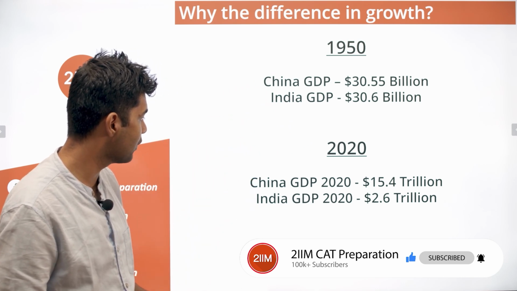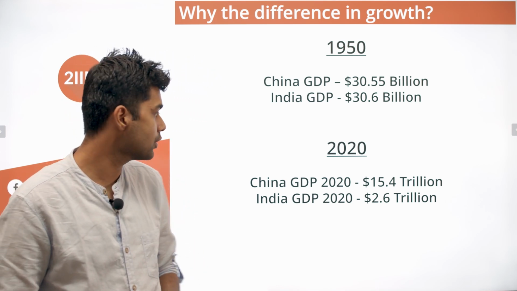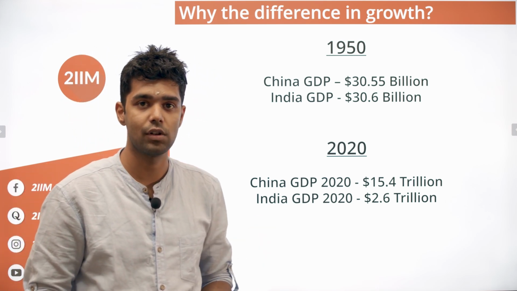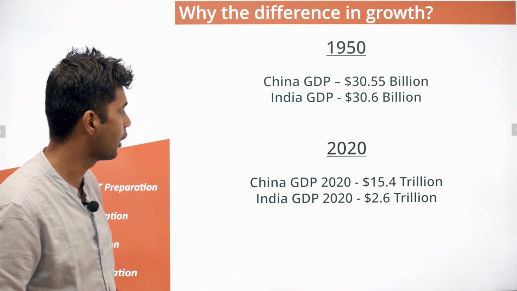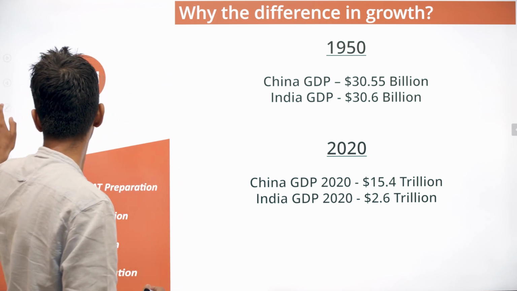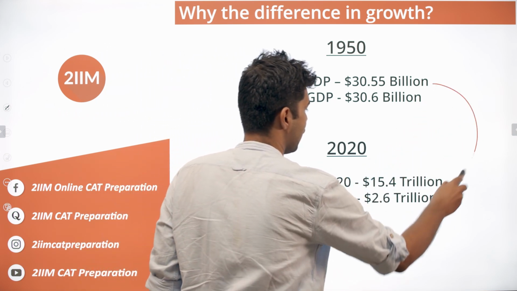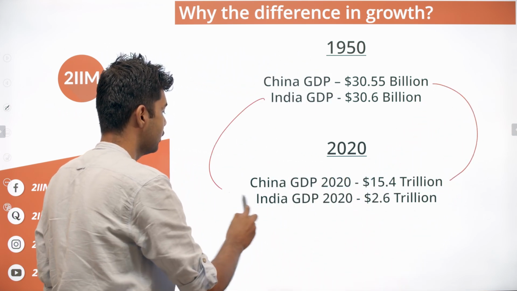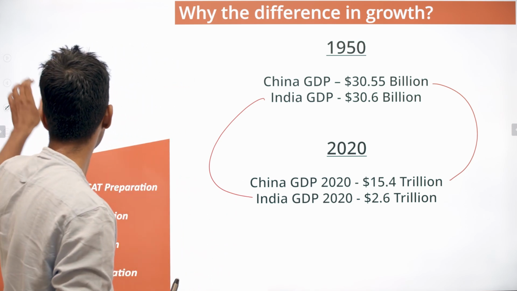In 2020, there is a very huge difference. China's GDP is close to 15.4 trillion US dollars and India's GDP is close to 2.6 trillion dollars. We have goals of becoming a $5 trillion economy only by 2023 or 2022. China's GDP has grown close to 500 times, and India's GDP has grown only by 85 times. So that is about the difference.